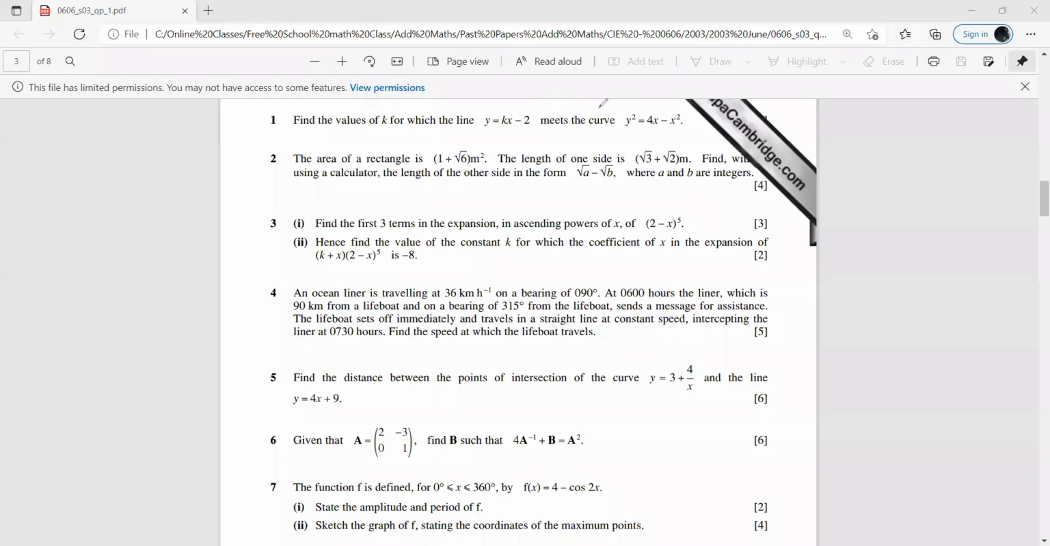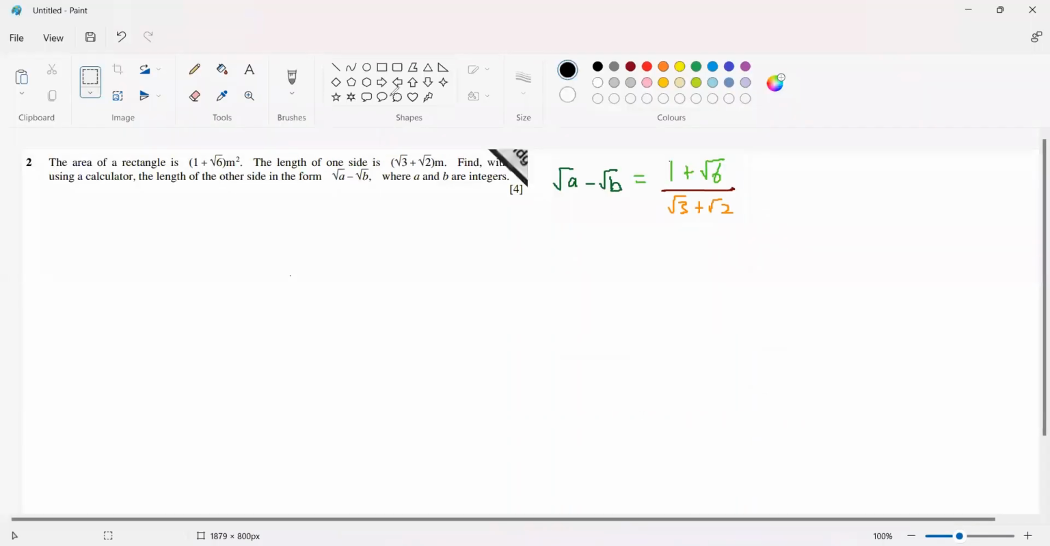Let's begin with question number 2 on this paper. Okay, let's move it to whiteboard, please. So they say the area of a rectangle is 1 plus root 6. And then the length of one side is root 3 plus root 2. And then find without using a calculator. So without using a calculator, we're supposed to find something here.